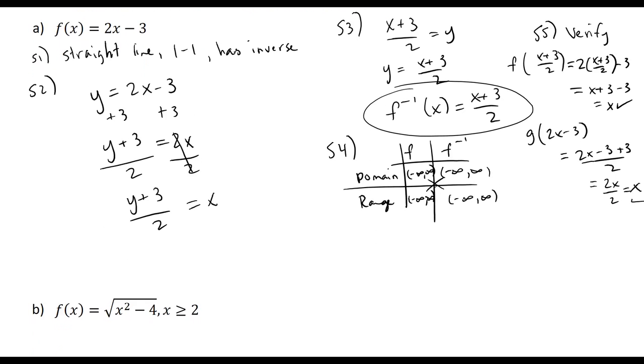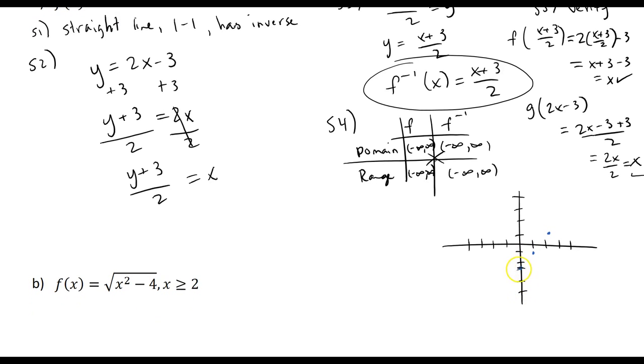And it does ask to sketch the function and its inverse. So if I were sketching 2x minus 3, I would go down to -3, and then I would go up 2 over 1, up 2 over 1. So that would be this line right here.